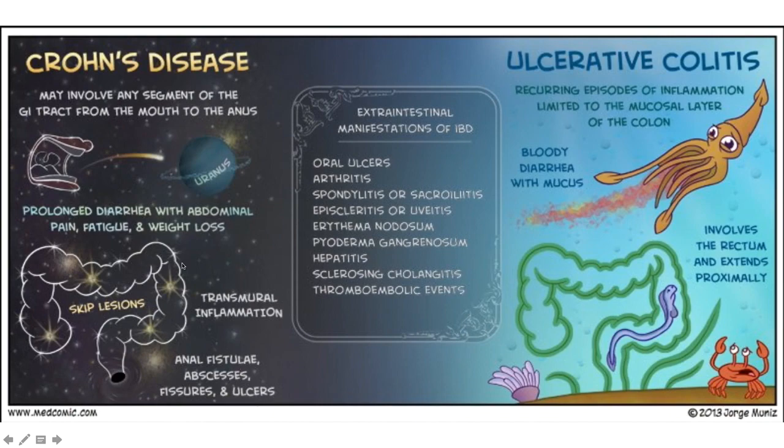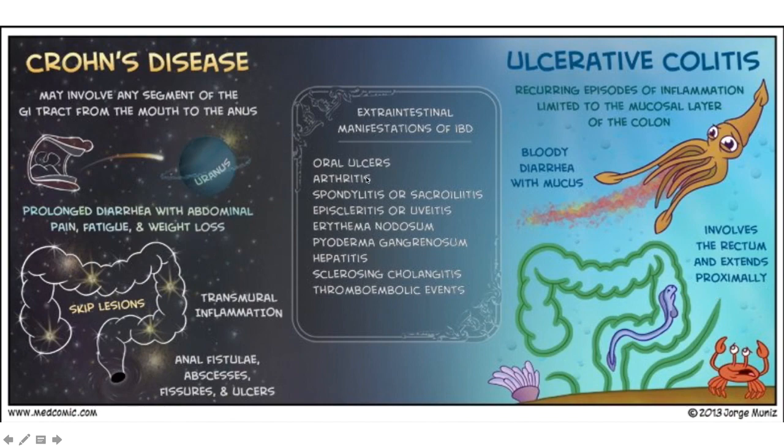So a couple of these characteristics contrast with that of ulcerative colitis. Here we have recurrent episodes of inflammation, but it's limited to the mucosal layer of the colon. It's not transmural. We have bloody diarrhea with mucus that involves the rectum by definition and extends proximally.